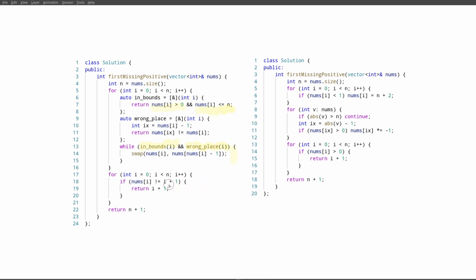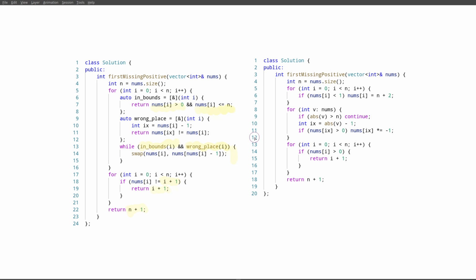And then after these swaps, we just go over every position. So for 0, the answer would be 1. For 1, the answer would be 2, but only if the number is not actually there already. And of course, if everything is fine, that means the answer is the next positive integer.